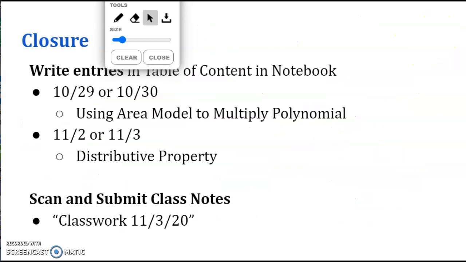Okay, so that's it for today. So what you should be writing is on the table of contents, we did not write this last lesson. So last lesson was 10/30 or October 30th. We were doing using area model to multiply polynomials. And today's lesson, we worked on distributive property and using that to solve multi-step equations.